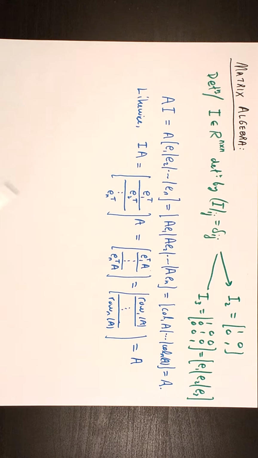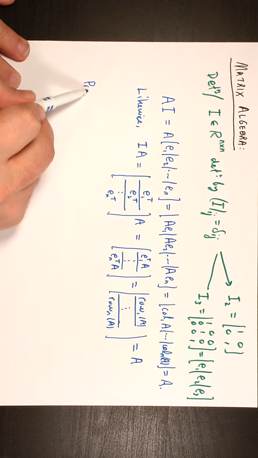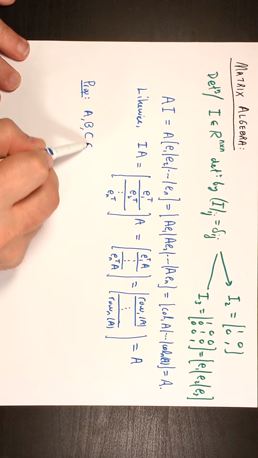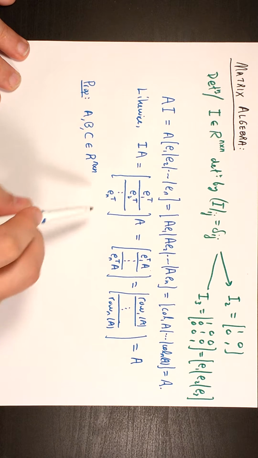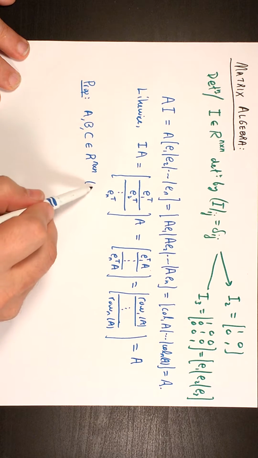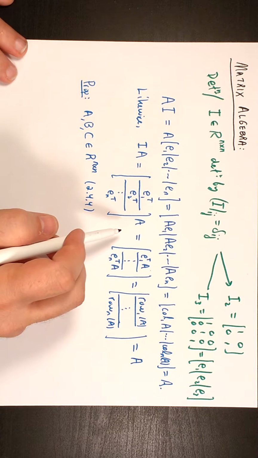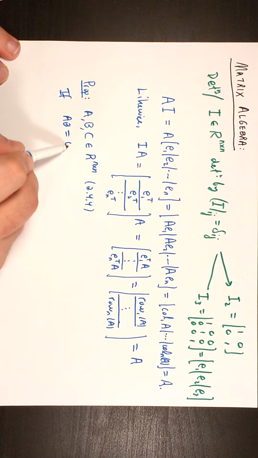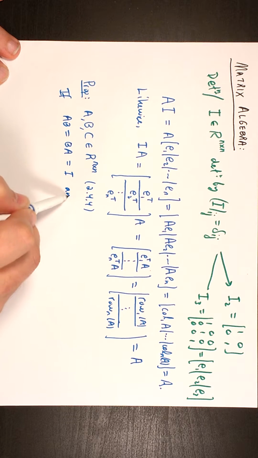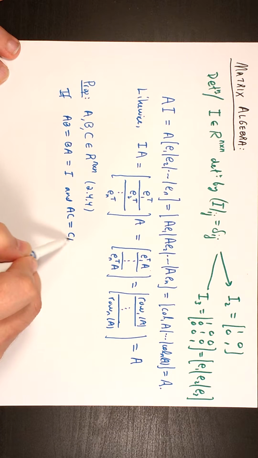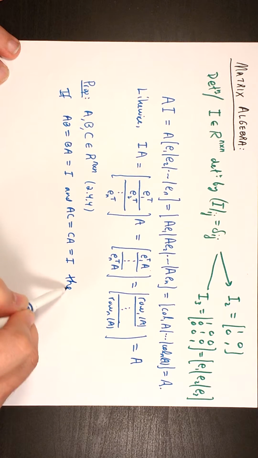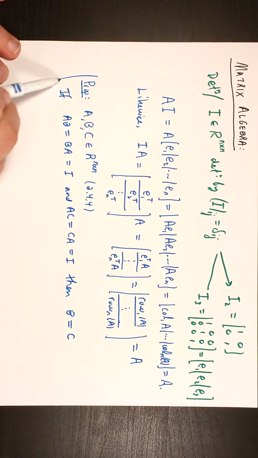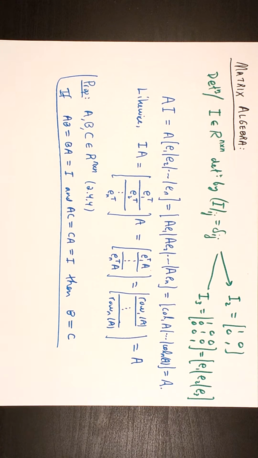Anyway, an interesting proposition that you can prove is that if we have square matrices A, B, and C in the n by n matrices over a commutative ring, this is my proposition 2.4.4, then if you have AB equal to BA equal to I, and if you have AC equal to CA equal to I, then you can prove that B must be the same as C. Alright, let's see if we can prove that.